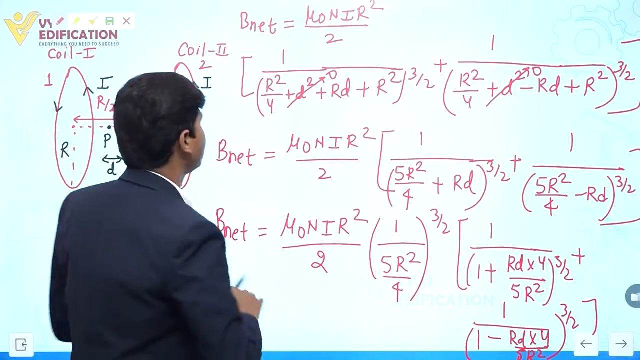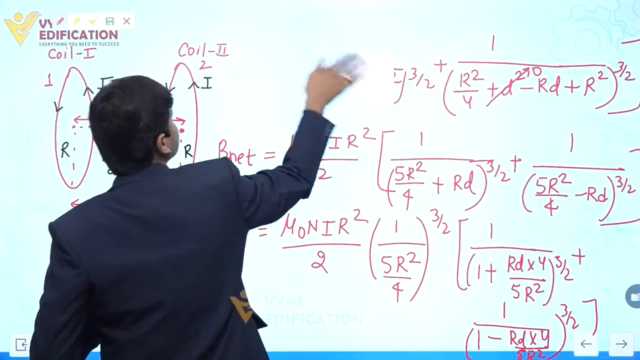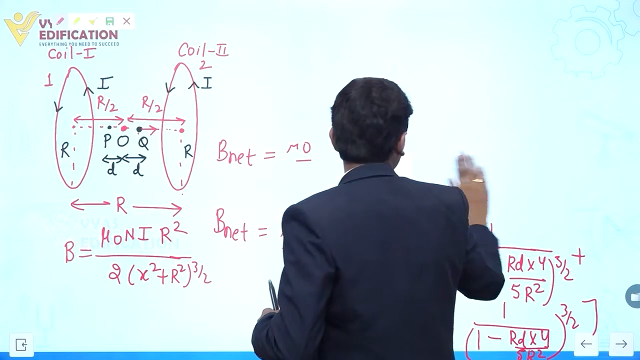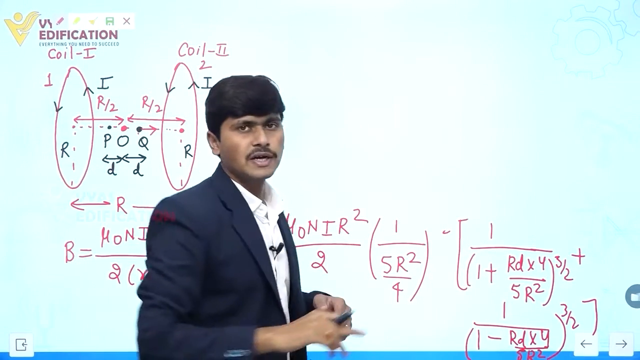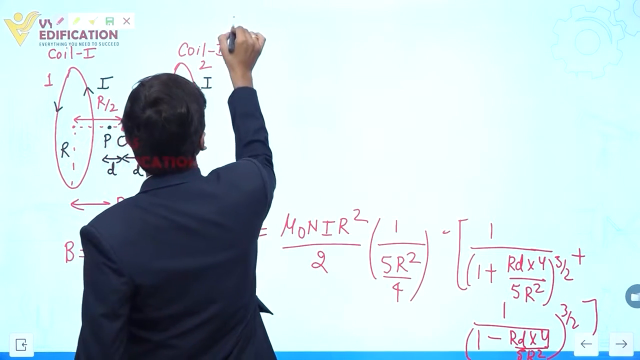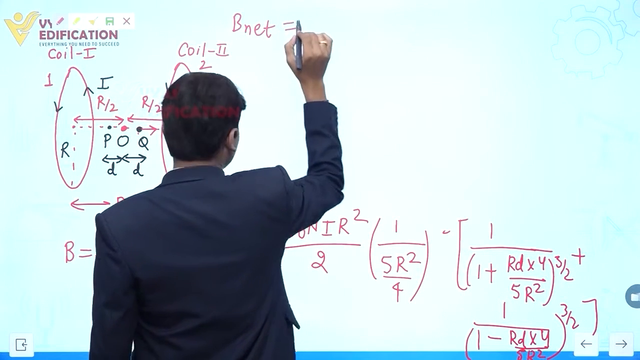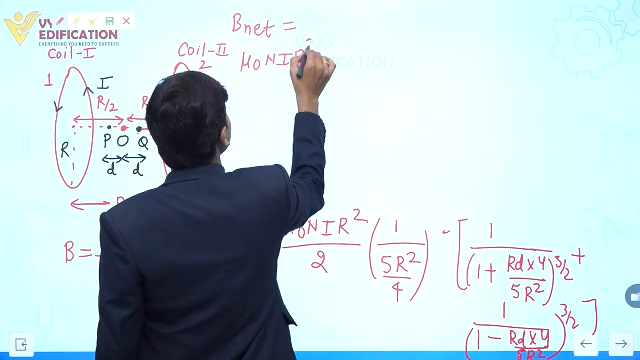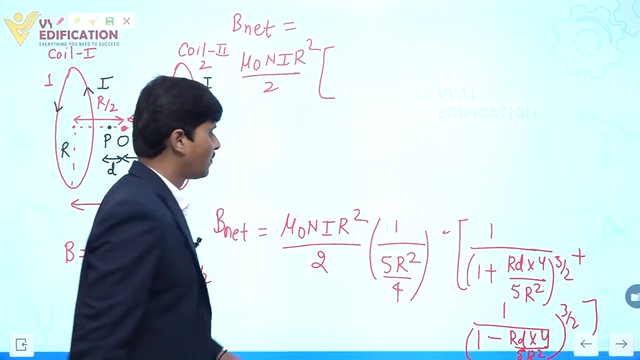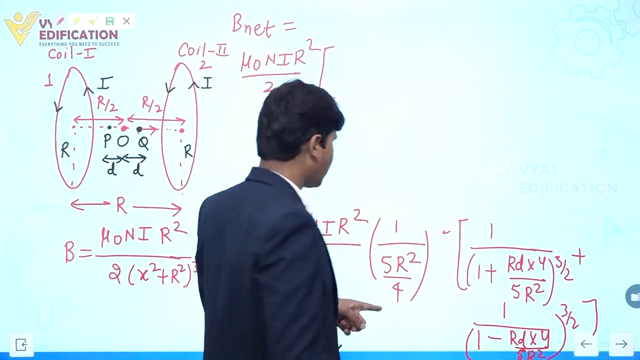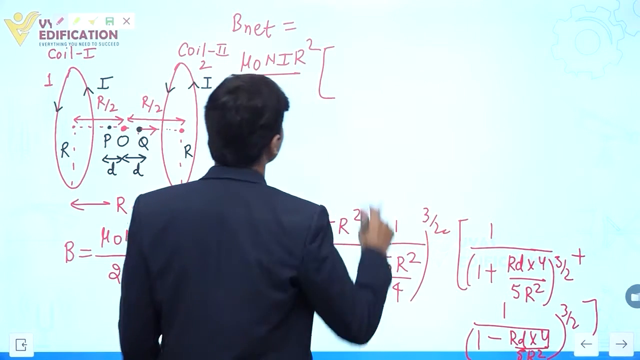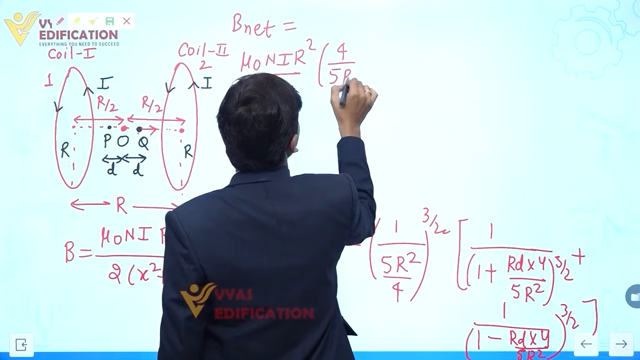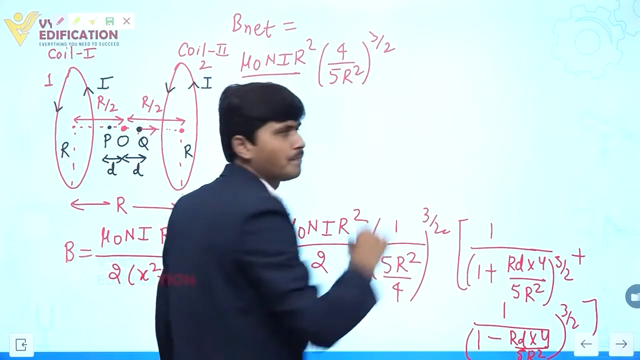Clear everyone? So now concentrate. Yes, definitely it is a lengthy question, but if you know the concept and your calculation skill is fast, you can easily solve this question. Clear? So now I am writing here B net. B net is equal to mu naught Ni R square divided by 2. Clear? Now I also write here 5R square by 4 and here we have power 3 by 2 also. Clear? So I can write like this, power 3 by 2.